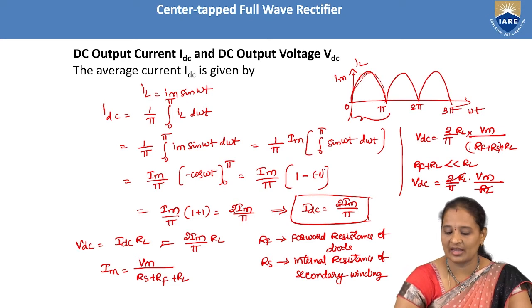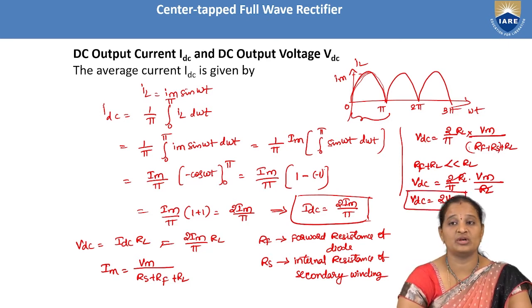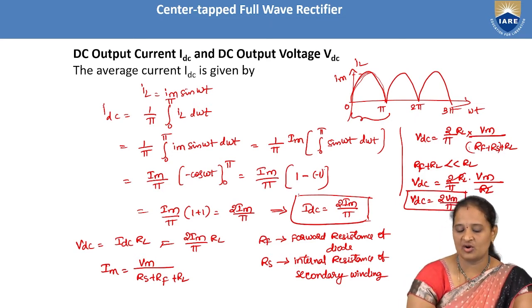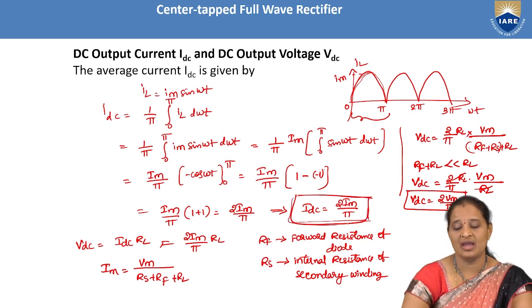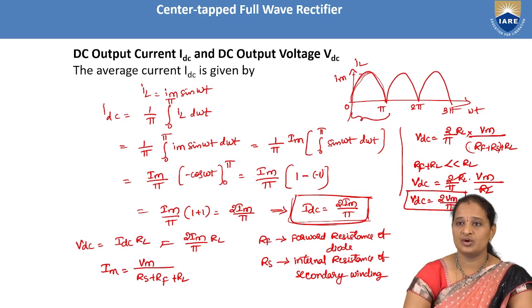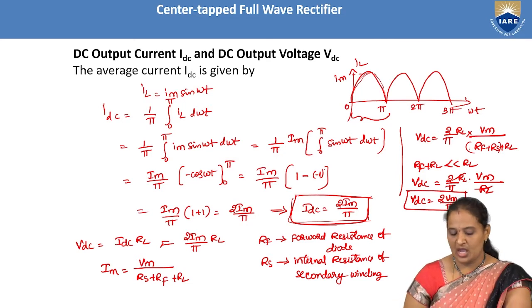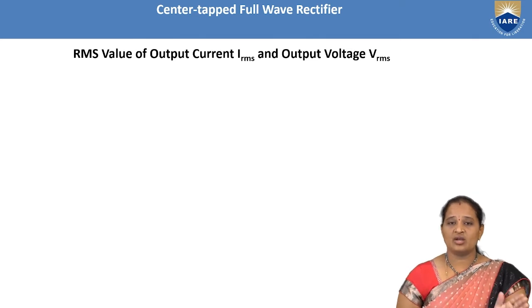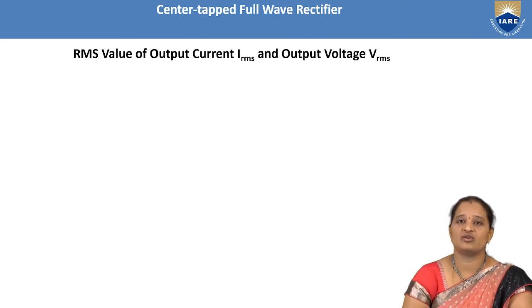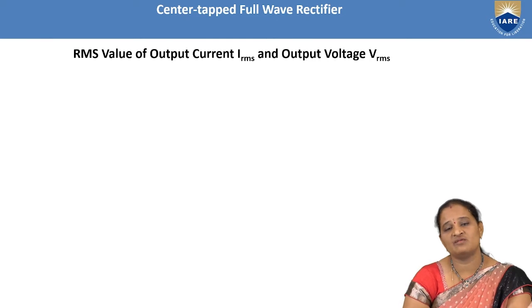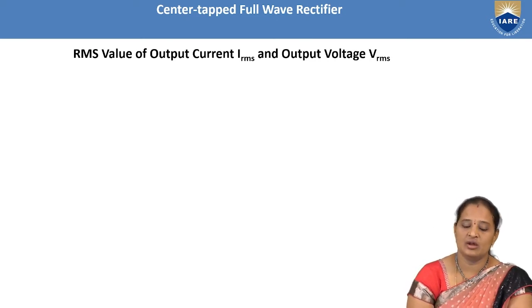So RL gets cancelled. Now I will get VDC as 2 Vm by pi. So this is the value of the DC output voltage across the load resistor. The DC output current across the load resistor is 2 Im by pi, whereas VDC is equal to 2 Vm by pi. So that is about the DC value of the output voltage across the load resistor, and also the DC value of current flowing through the load resistor.